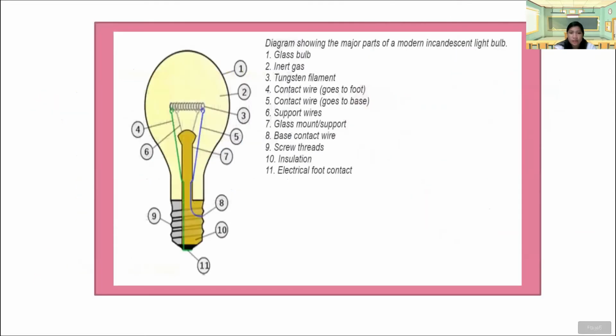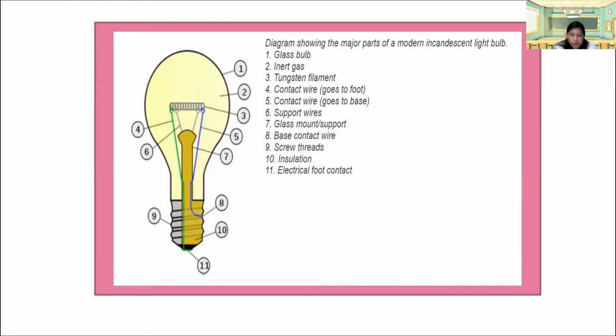So this is a picture of the major parts of the incandescent light bulb.